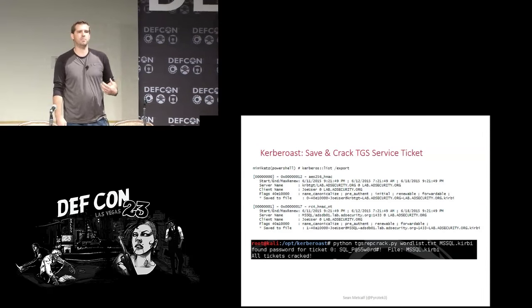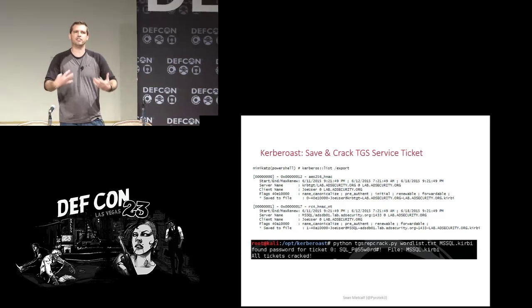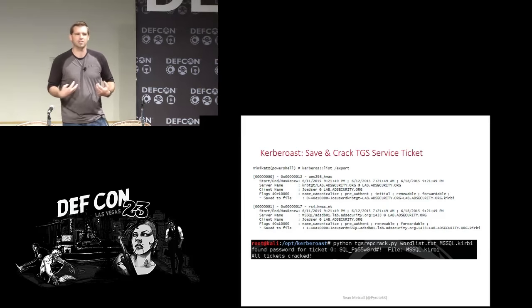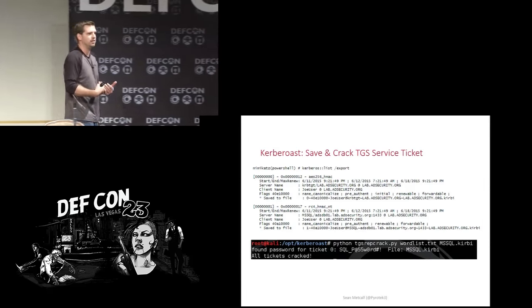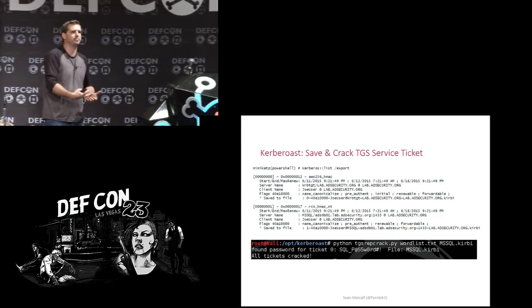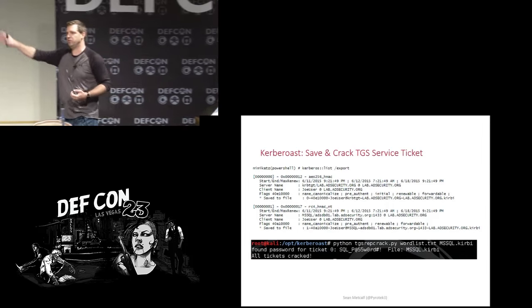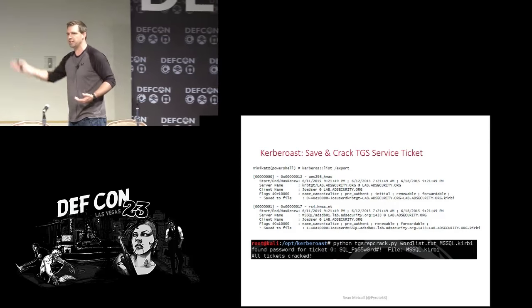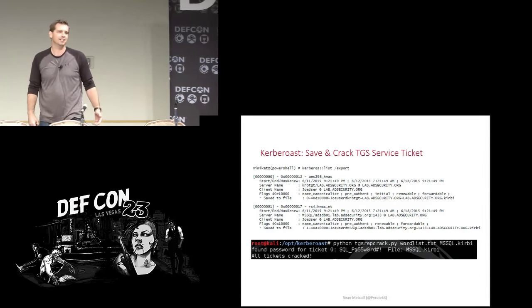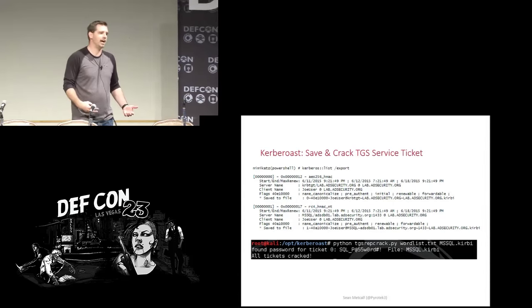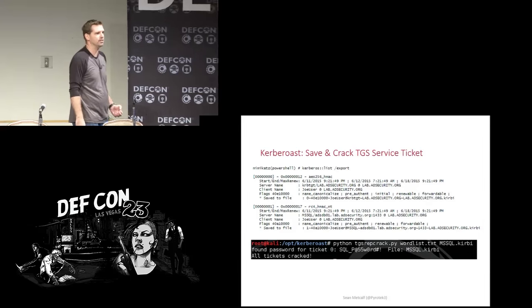I export this ticket from memory. I'm a user. I have access to my own memory space because that's where my tickets are. So I export this to a file. Then I'm going to send this file up to a server that I have running on, I don't know, AWS or Azure or something like that. As long as I got some power behind it, I can go ahead and crack this ticket.